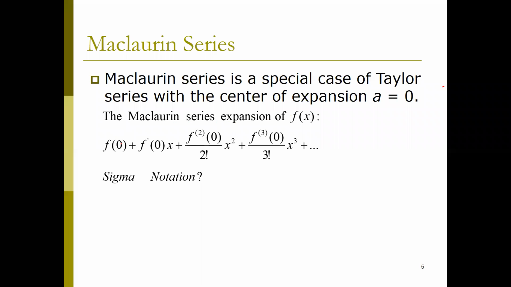The Maclaurin series expansion is simple. Instead of f(a), we have f(0), f'(0) times x, because a is 0. Earlier, it was x minus a there. So if a is 0, then x minus a becomes x. Here I have (x minus a) squared. If a is 0, then it becomes x squared and so on. So x cubed, x to the 4. It is quite simple compared to the Taylor series.